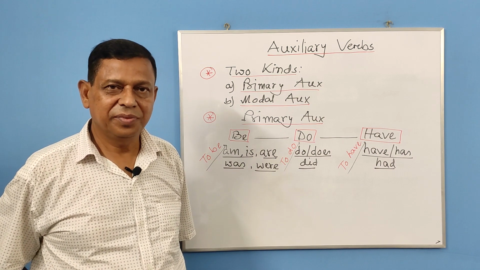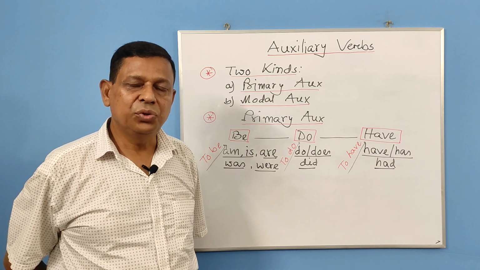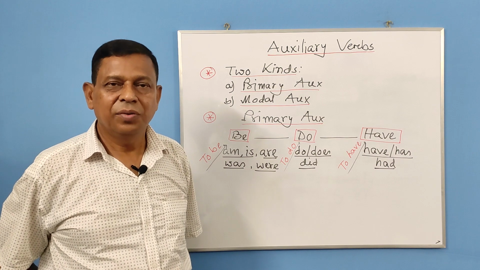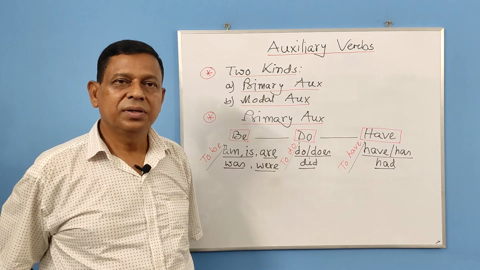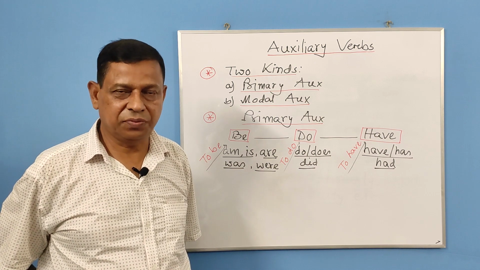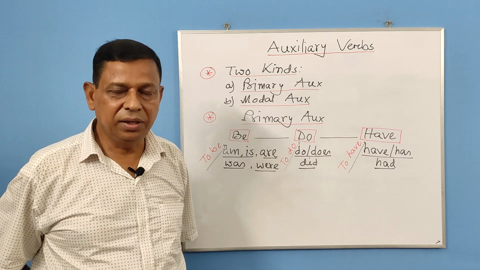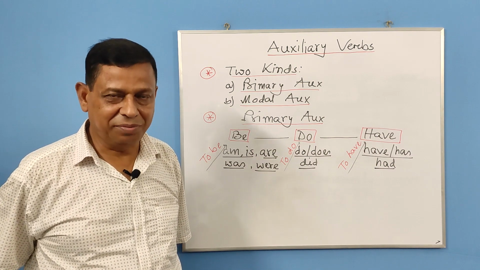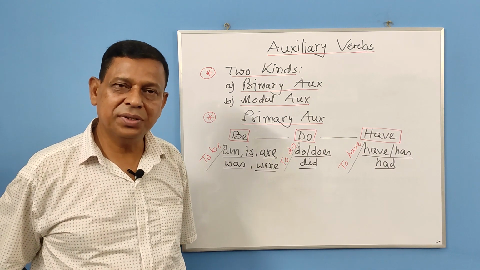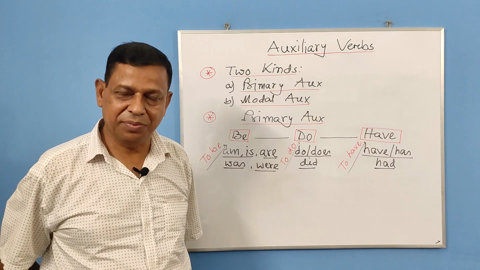You know. And do verbs are auxiliaries: do, does, and past form did. For have verbs, have, has are present forms, and had is the past form. Be verbs are normally known as to be verbs. Do verbs are known as to do verbs, and have verbs are known as to have verbs.